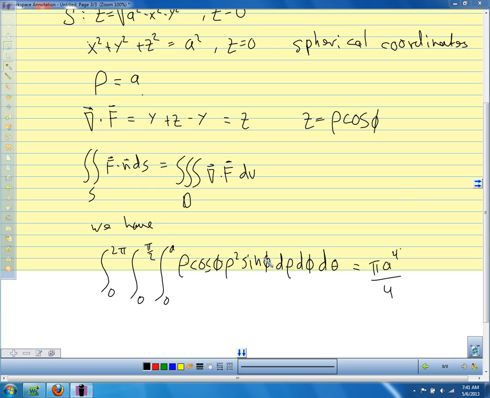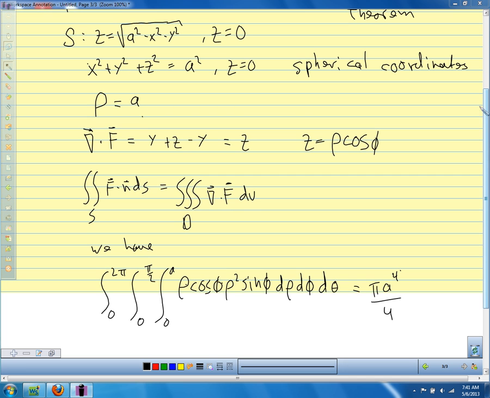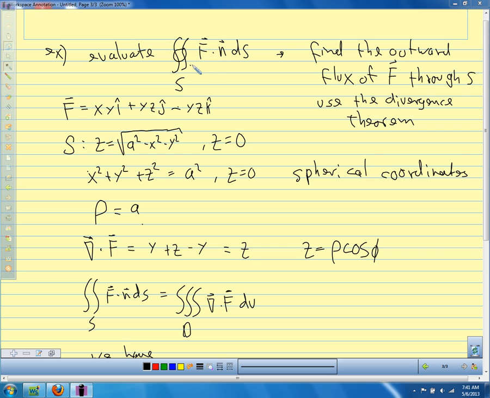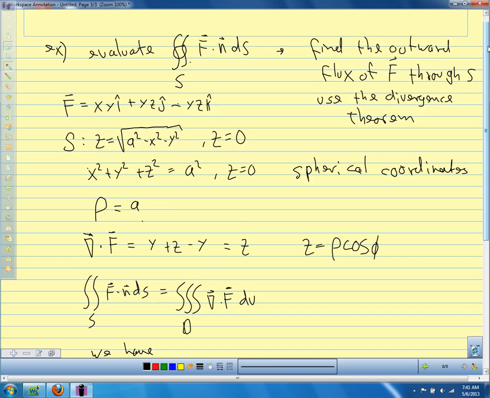And this is much easier than evaluating, I think, the two double integrals, the two surface integrals that we would have had to evaluate. So that's how you're normally going to use the divergence theorem, is to simplify evaluating a flux integral on a closed surface.